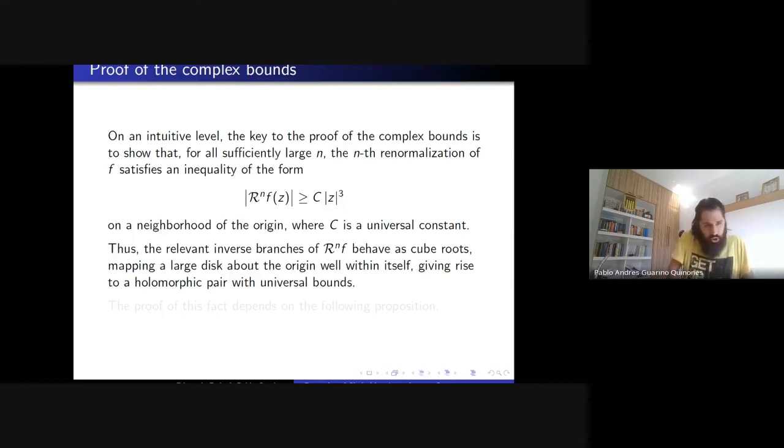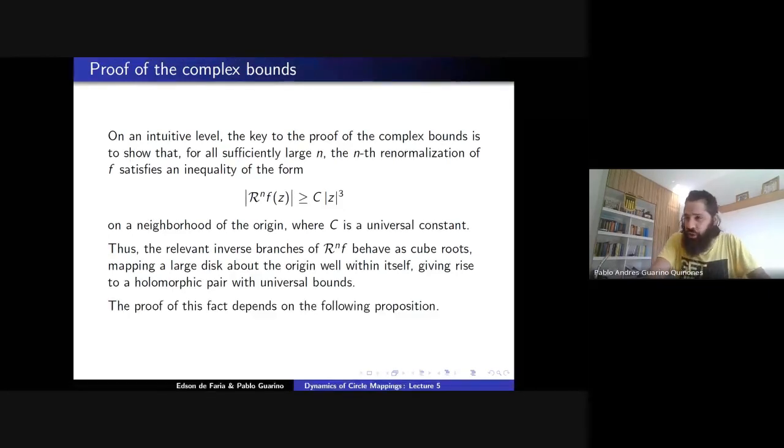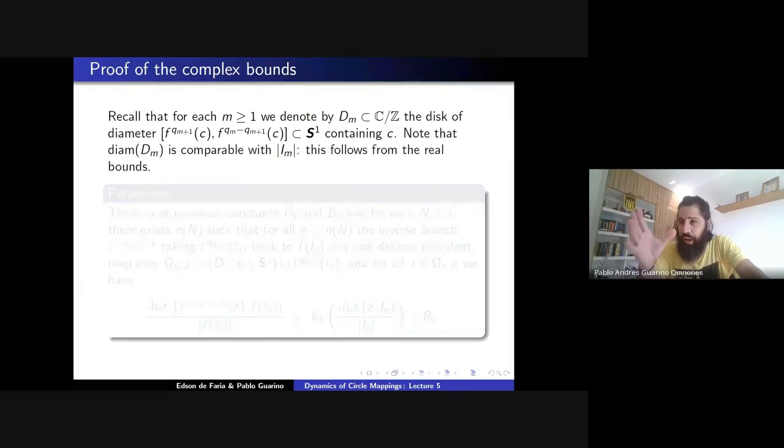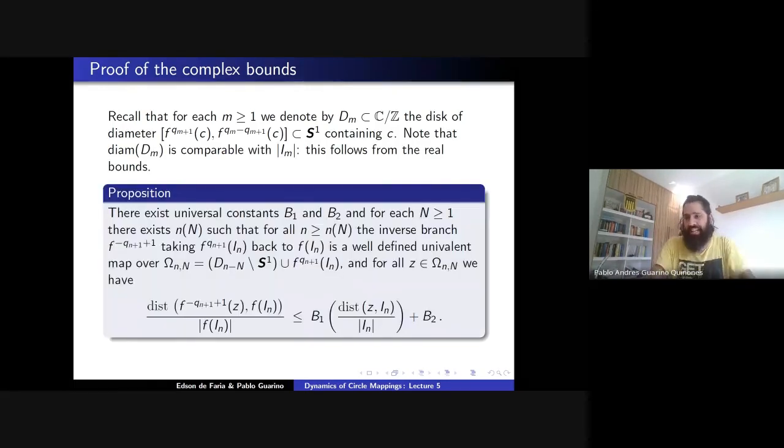So the idea is to control the backward iterates until the critical value, as I was explaining, and to prove that they are not badly behaved. And this is contained in the following proposition. Again, we consider this disk DM, and here is the estimate. You have a point in the complex domain, and you are taking these backward iterates, and there is always a distance between this point and the real interval, the one-dimensional dynamical interval. And you consider the ratio, which is the distance to this one-dimensional interval divided by the length of this interval, okay?